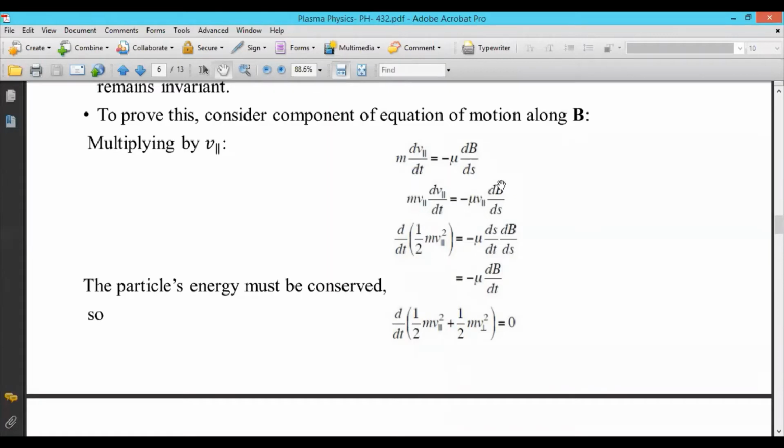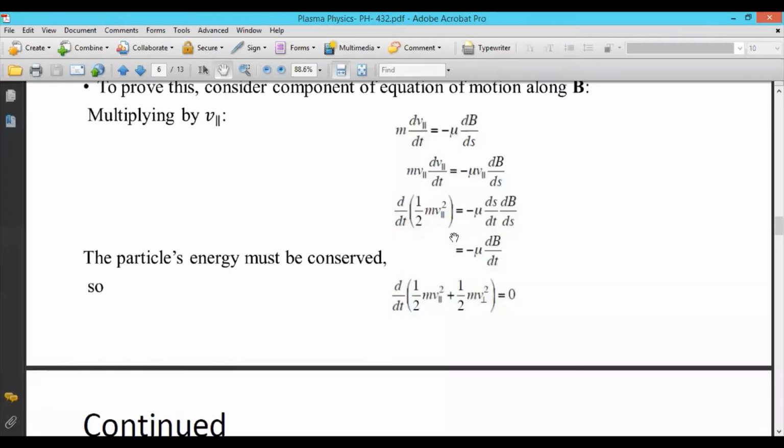And we can take the m and v parallel into the derivative, so we can write d by dt of half m v parallel squared equals minus mu ds by dt dB by ds. If we differentiate this equation, we exactly get m v parallel dv parallel by dt equals minus mu ds by dt dB by ds. So we can cancel the element ds along the B direction, and we are left with minus mu d by dt of B.